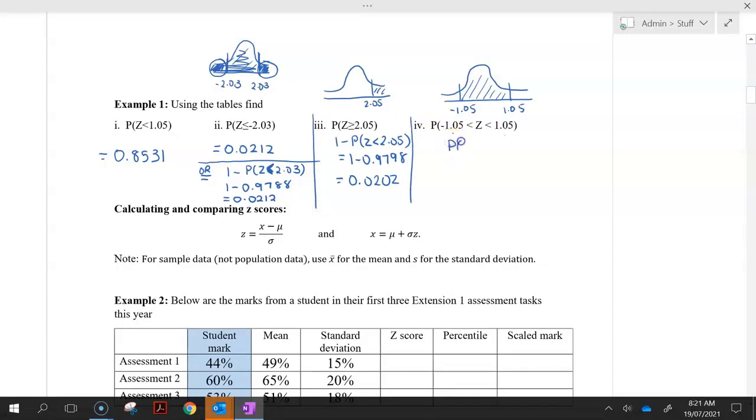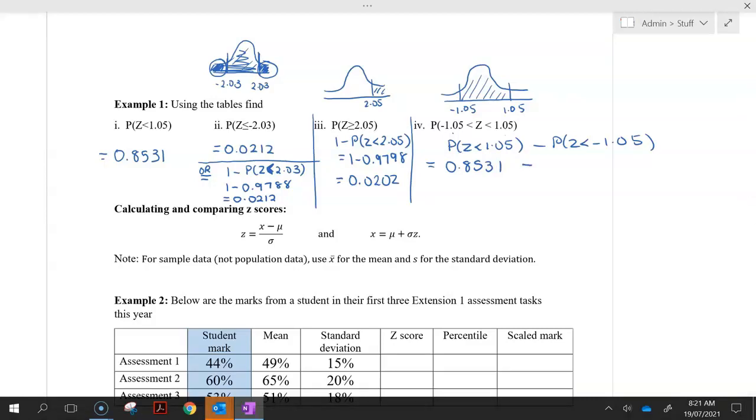Well, obviously you need to do the big one minus the little one. So you'll need to work out each separately and then minus them. So if we go to the 1.05, the positive, 0.8531, and we're lucky enough to have the negative scores today, so we're going to use that. However, I'd have to do 1 minus the positive if I didn't have that.